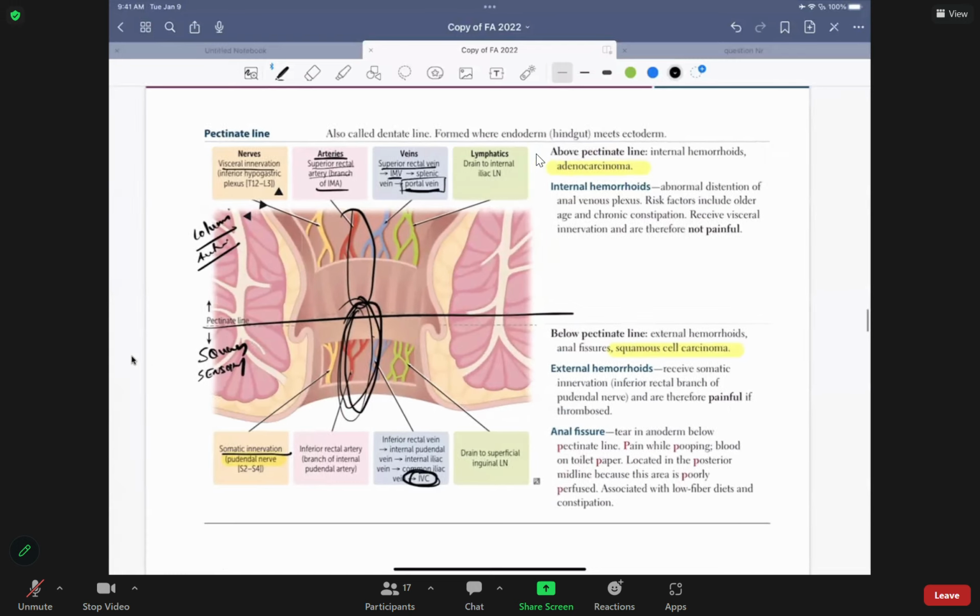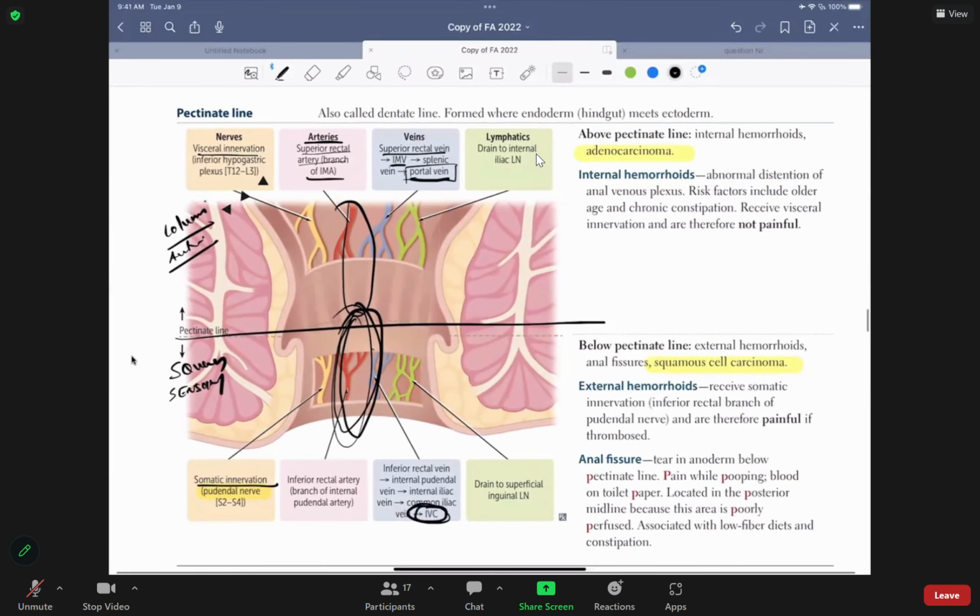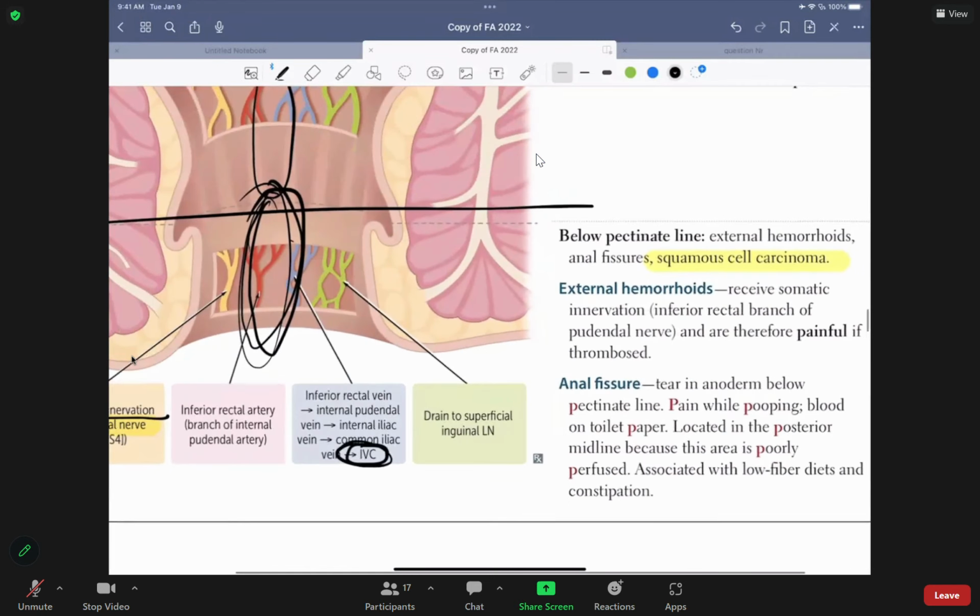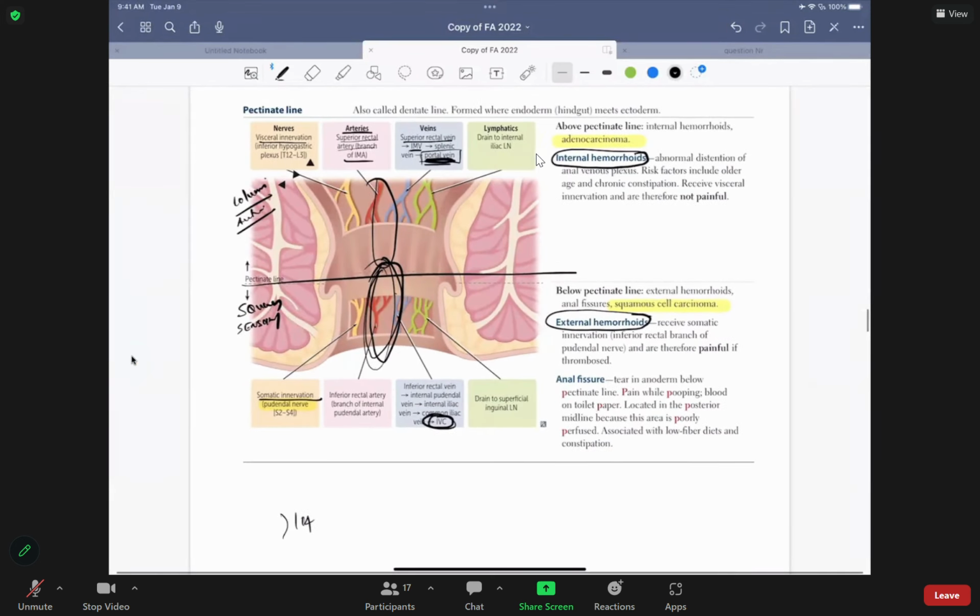The last thing, anytime you have a dilated vein above the pectinate line, we call that internal hemorrhoids. Why do we have internal hemorrhoids? That's because you have portal hypertension. Is everybody clear, folks? Because that's the portal vein, isn't it? Now, when you go below the pectinate line, that's external hemorrhoids. How do you differentiate internal versus external?